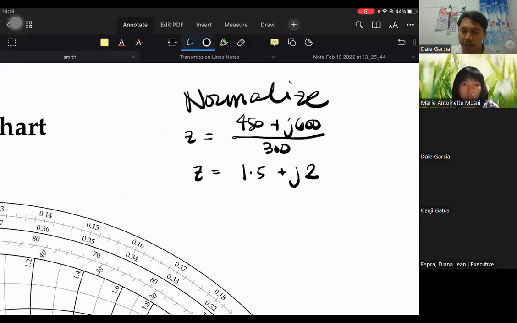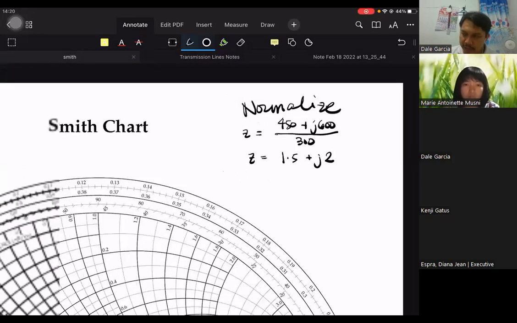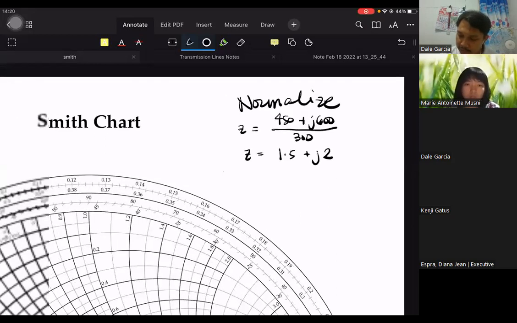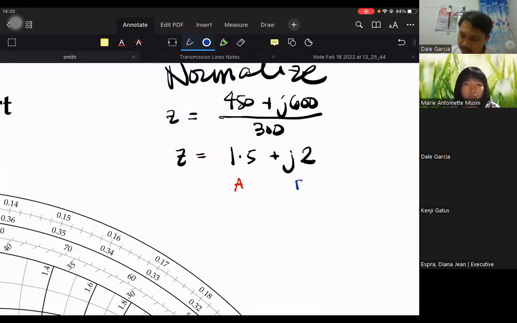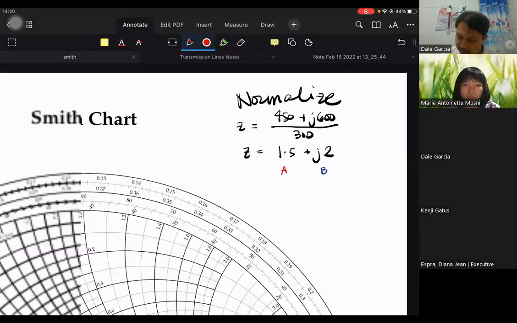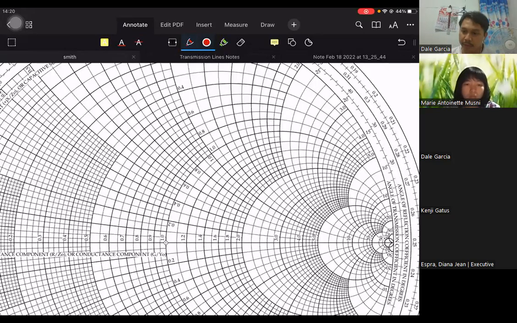So kung ito ang normalized load, ano na makita? At first i-locate si 1.5. Let's label this as si A and si B later pala. So si 1.5 is dili na siya sa horizontal line nato makita. Okay? Naa siya somewhere dire. Okay, si 1.5.